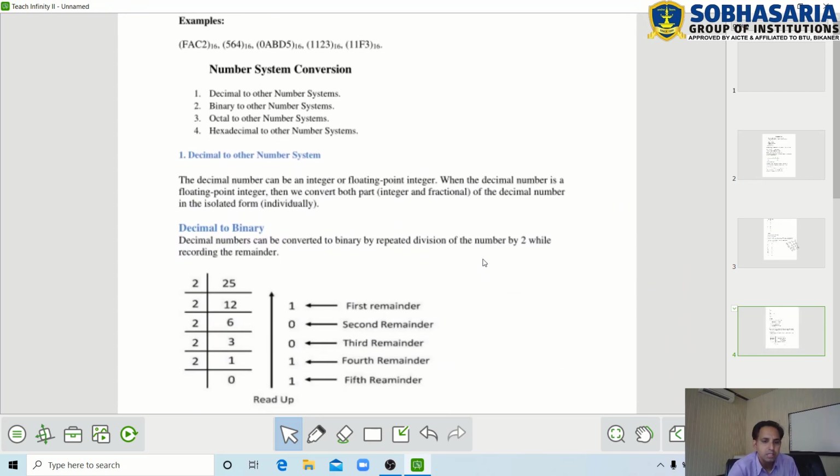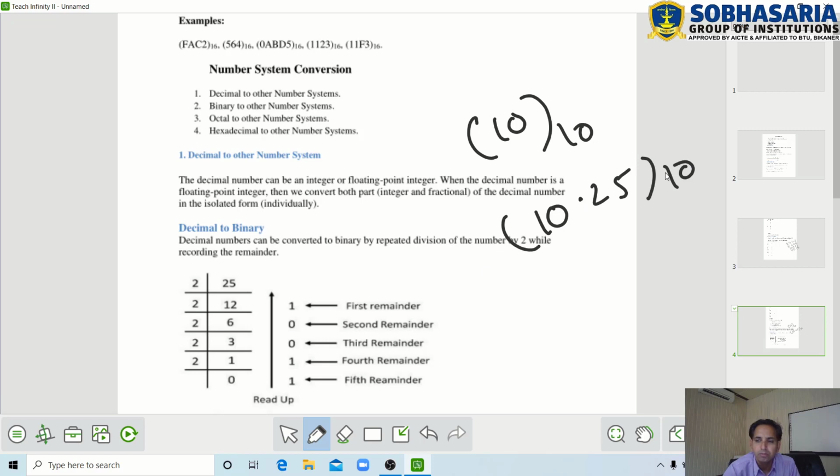Now, a decimal number can be an integer or a floating point number. When the decimal number is a floating point number, we convert both parts, the integer part and the fractional part of the decimal number, in isolated form. For example, the decimal can be in this form or it can be in this form. We can solve both of them. If there are two parts, first we solve this part, then we solve the second part.